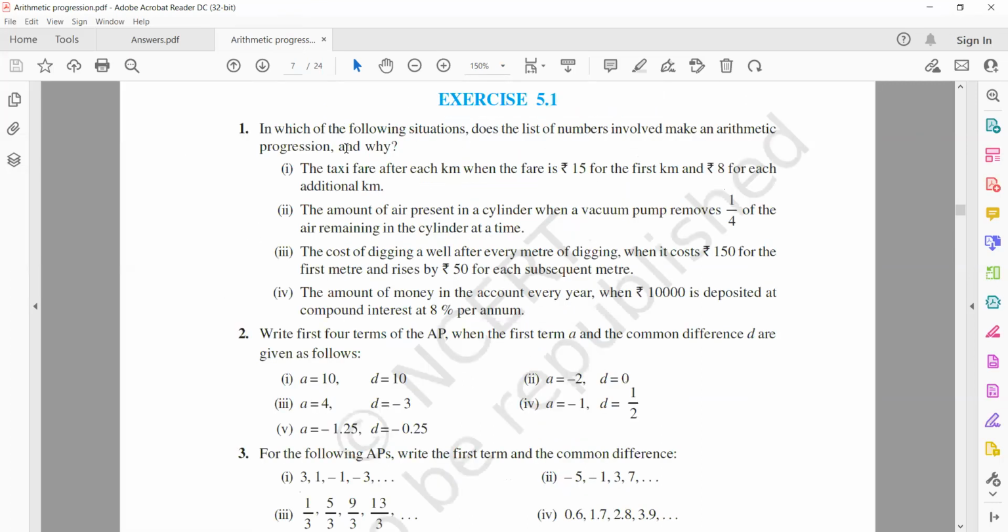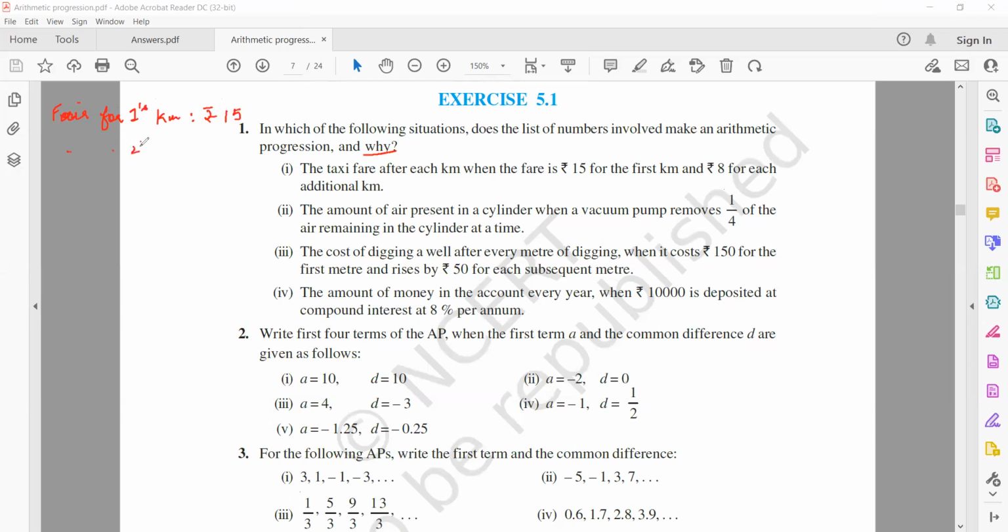Now see, first question. In which of the following situations does the list of numbers involved make an arithmetic progression and why? So you have to give reason why and why not. First, the taxi fare after each kilometer when the fare is 15 rupees for the first kilometer and rupees 8 for each additional kilometer. So how will you write it? Like for first kilometer, or fare for first kilometer. How much rupees? 15.